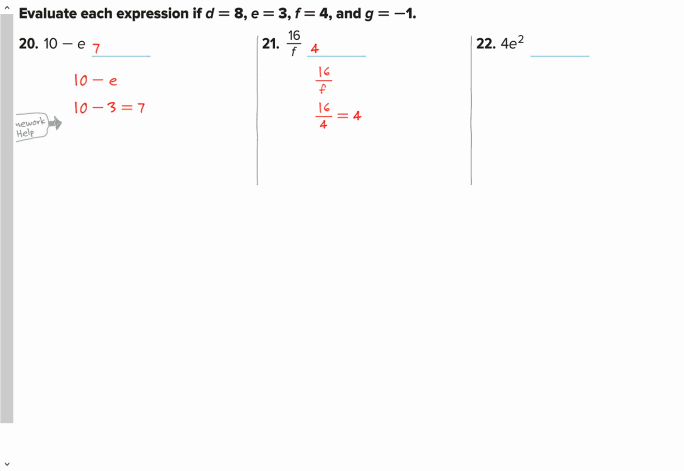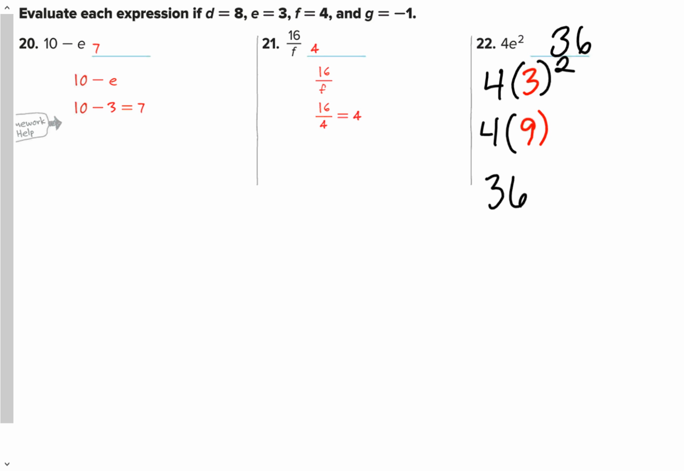So we're going to first make sure that we substitute our values. So 4, our value of e is 3 squared. And then the first thing we have to make sure that we do is we evaluate our exponents first. So 3 times 3 is 9. Okay, so then after we do that, 4 times 9 is 36.